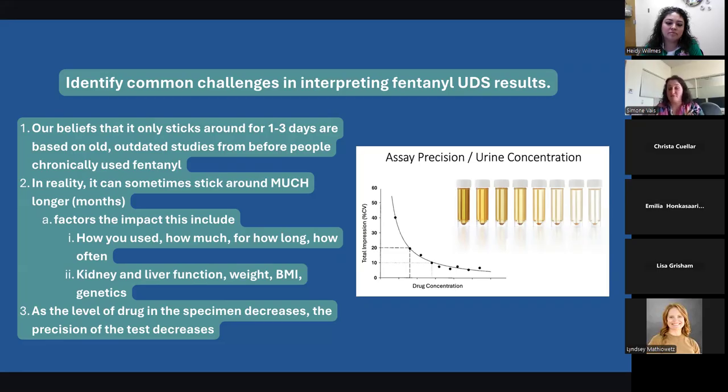And then 3, as the level of the drug in the specimen decreases, the ability of the assay to detect it accurately decreases as well. And then something I didn't add here, but 4, the cutoff levels at your labs themselves make a difference. We basically a few months ago asked our lab to move their cutoff for norfentanyl from 0.5 to 1.